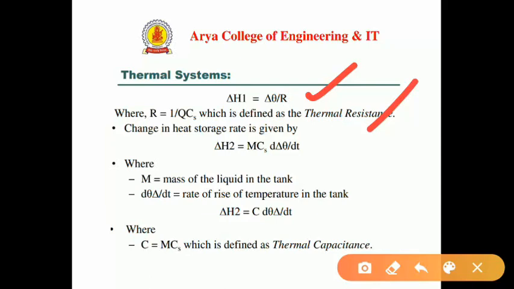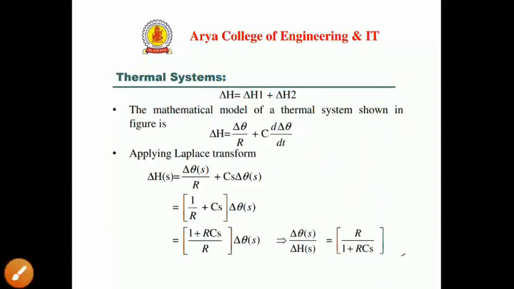Okay, and another change, that is change in heat storage rate, is given by delta H2 equals M Cs d by dt of delta theta, whereas M is the mass of the liquid in the tank, and d by dt of delta theta is the rate of rise of temperature in the tank. Okay, so it is rewritten as delta H2 equals C d by dt of delta theta, whereas C is M Cs. This is defined as thermal capacitance. So we have thermal resistance and thermal capacitance.